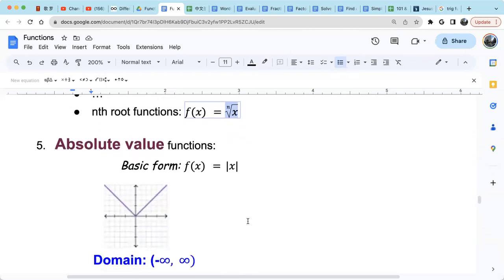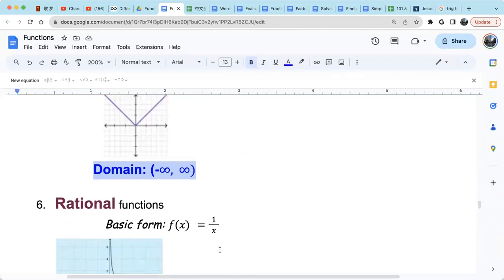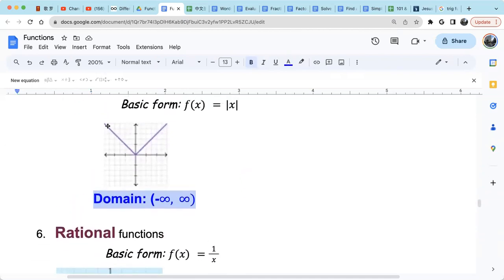The fifth type is absolute value functions. It looks like this, absolute value of x. x can be any number, that's why the domain is all real numbers. The graph looks like a V shape. It could be an upside V or a downside V.